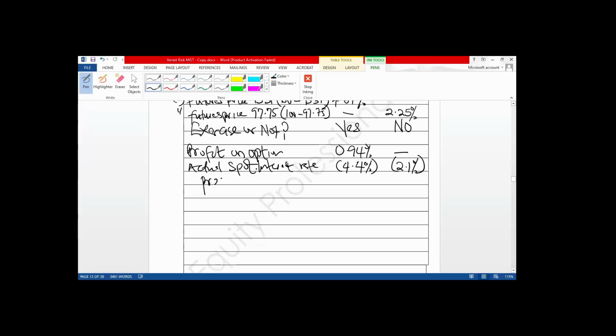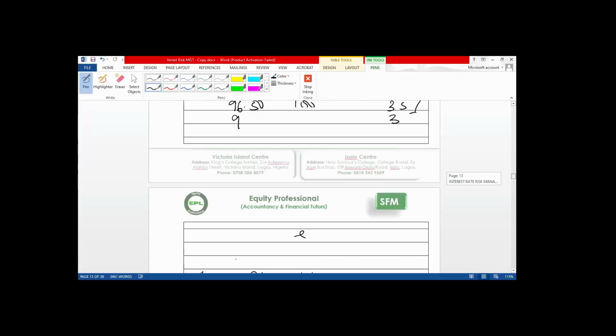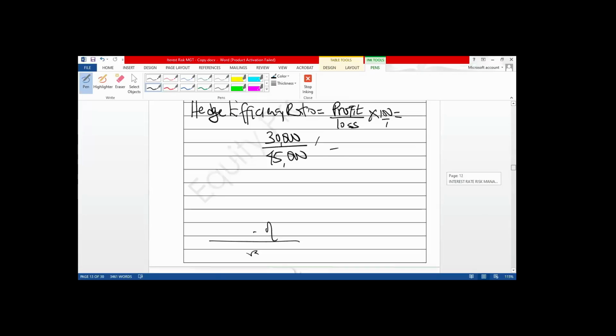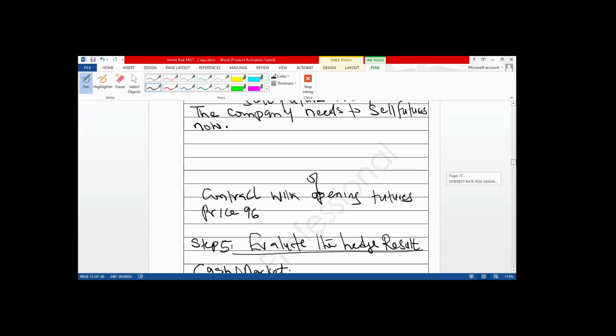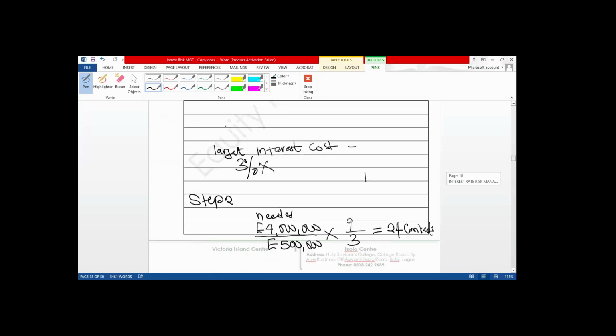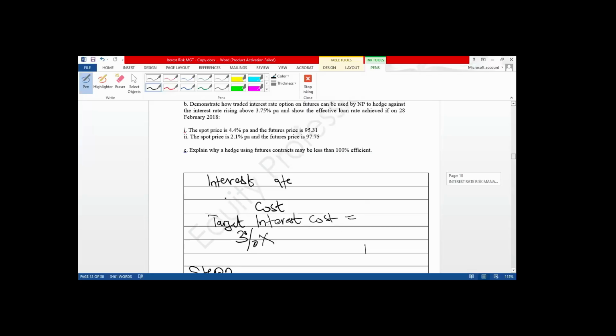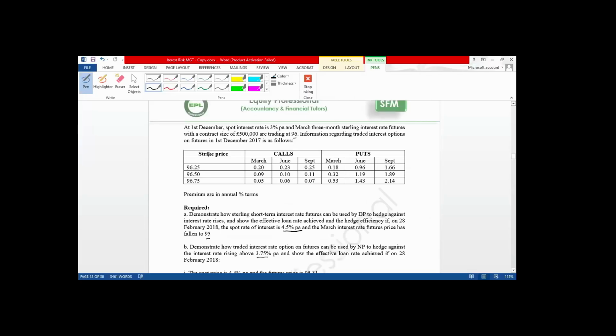Your premium, the premium payable. What is the premium payable for March, for the selected price? Look at the premium. You have selected an exercise price of 96.25. Your premium is 0.18%.